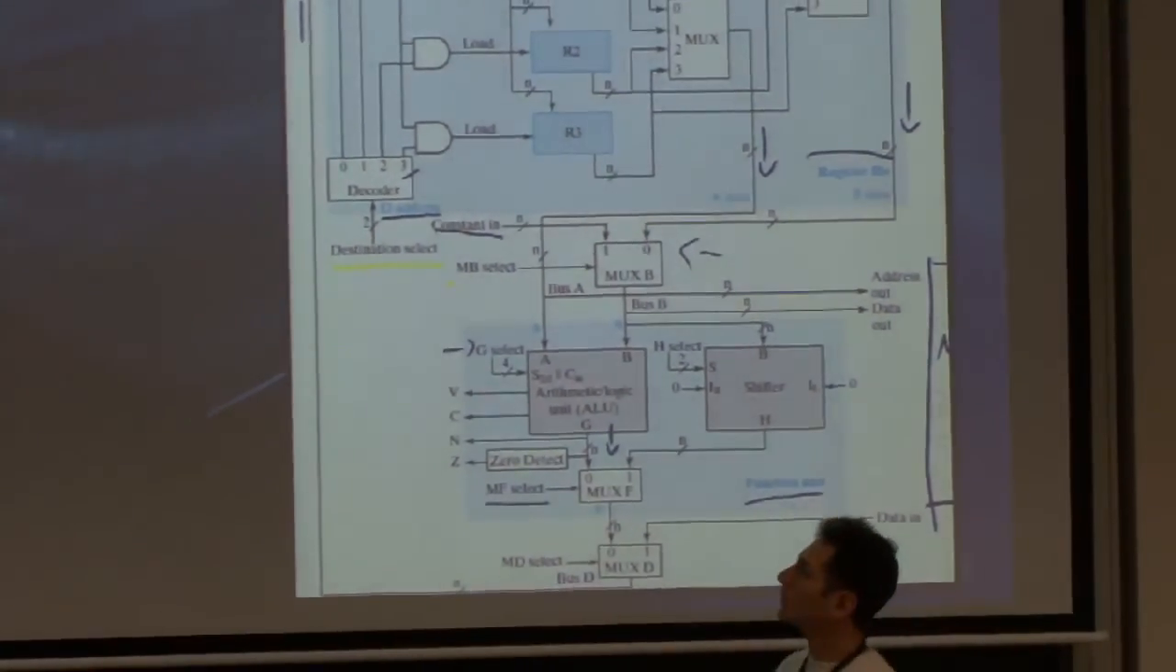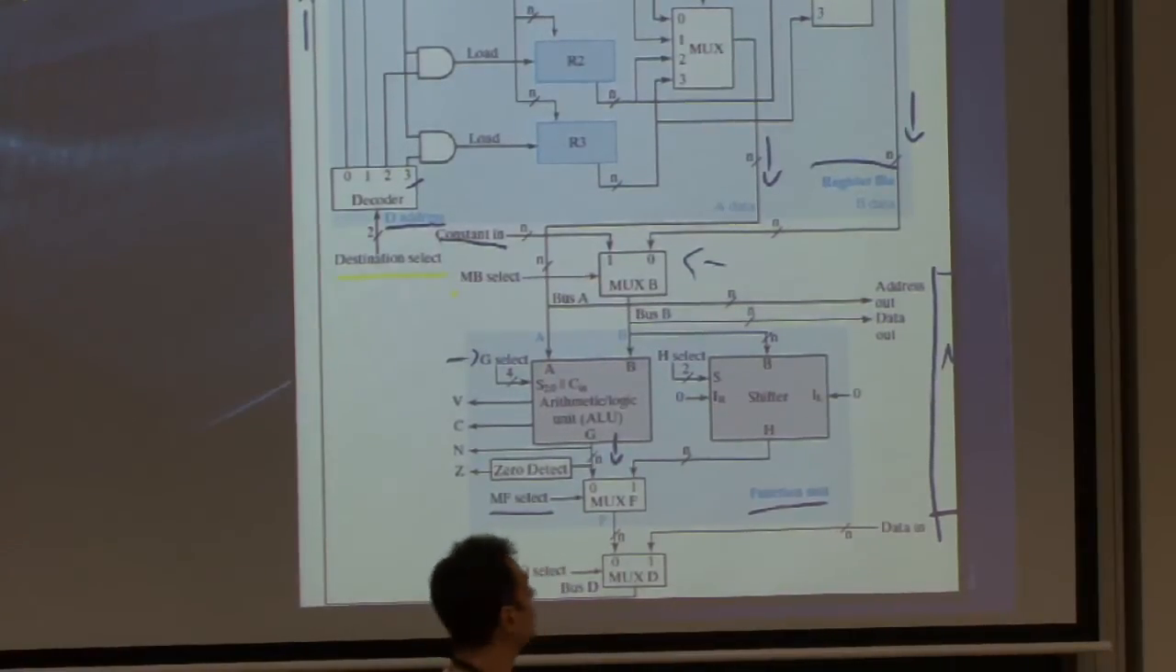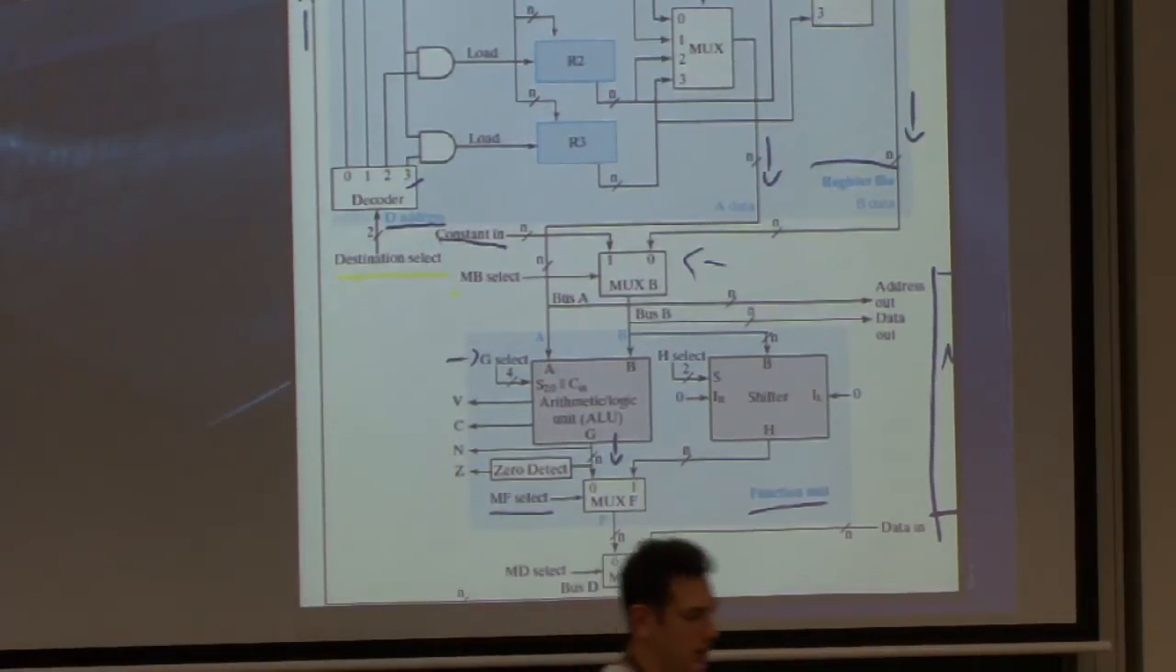The control unit will look at this instruction that you want to execute. It will set the right input signals into this data path, and the data path will therefore pretty much execute what you need to do.